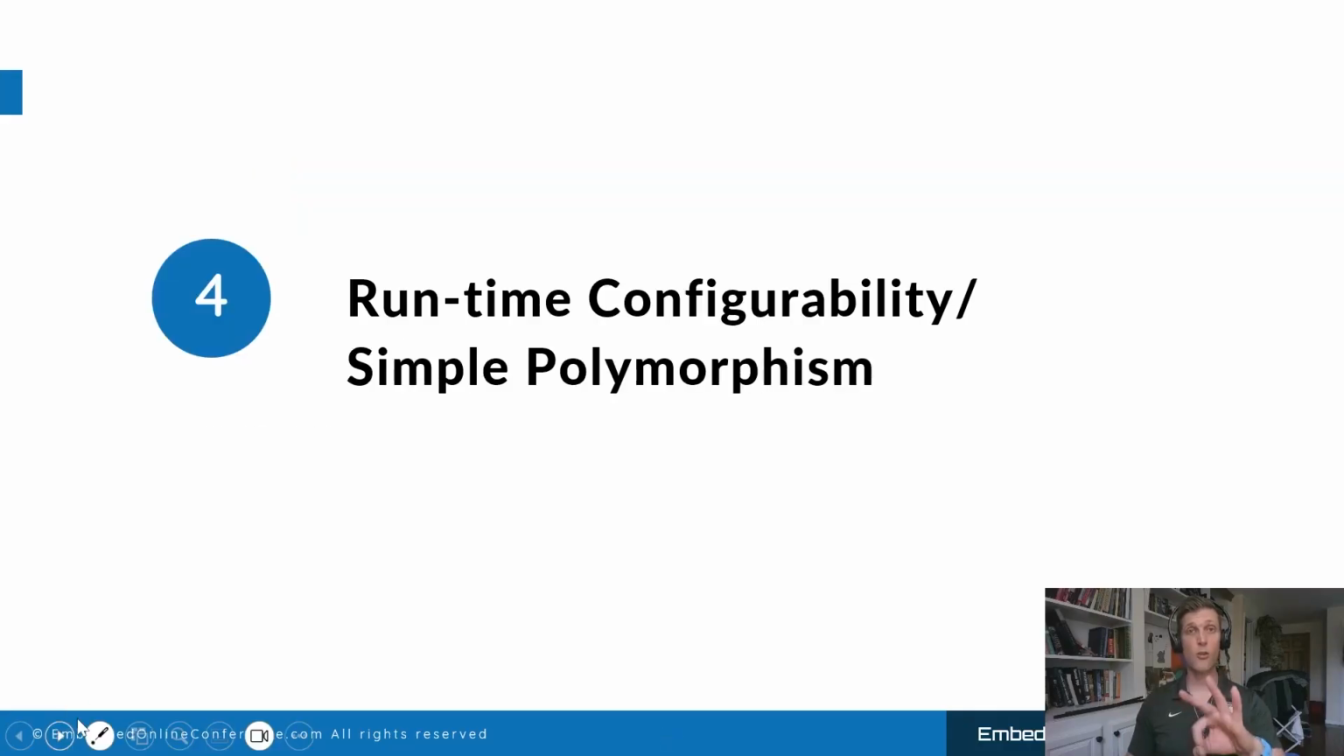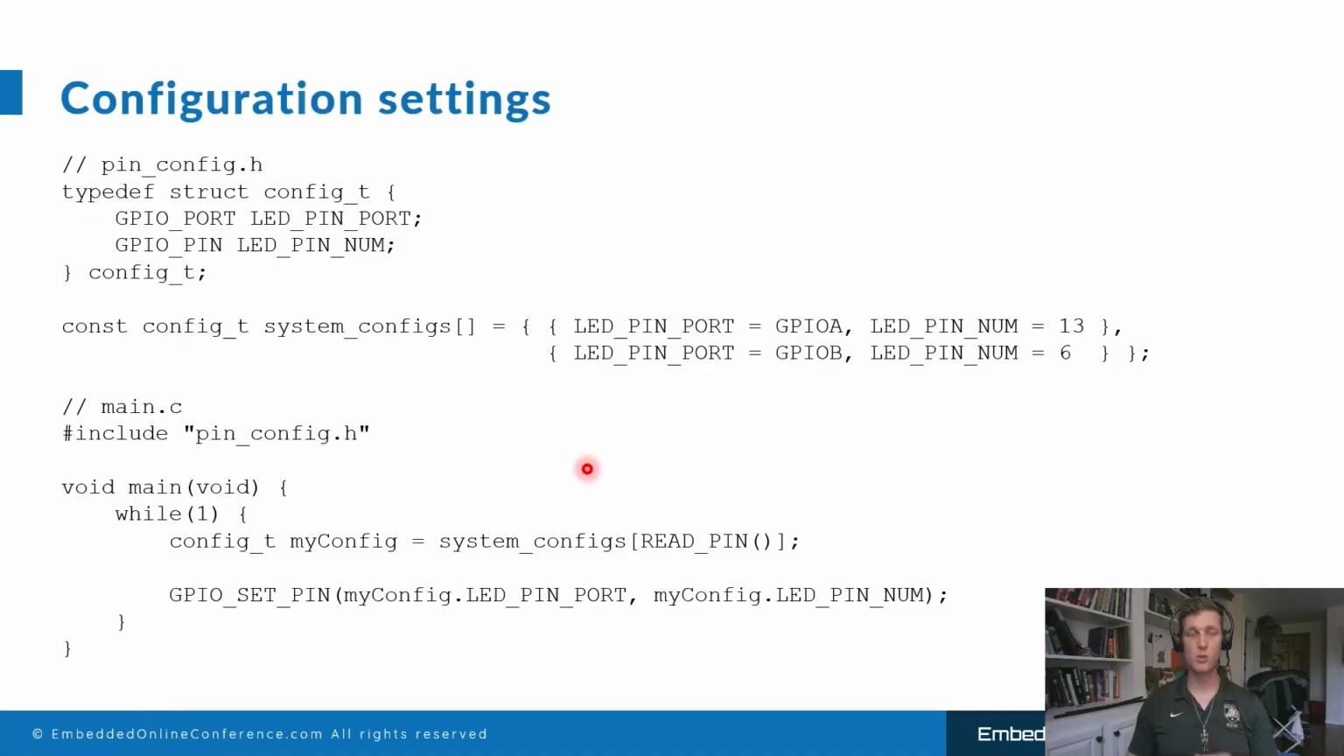Okay, let's take a look at our third benefit of lookup tables, which is the fact that it gives us some runtime configurability. So here's an example of a lookup table called system configs, in which I'm storing a couple of structs specifying an LED that I want to turn on or off. So in the first case, I'm going to turn on the LED at port A, pin 13. In the other case, port B, pin 6.